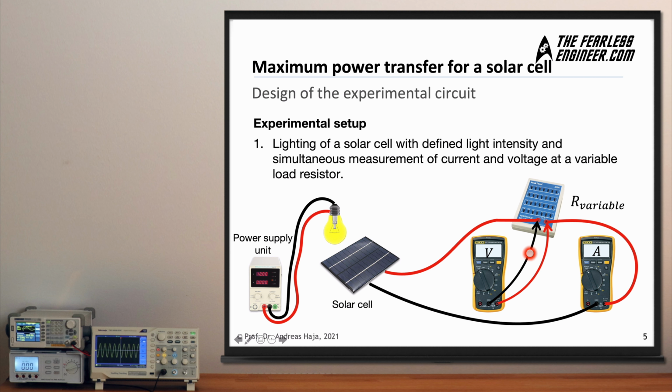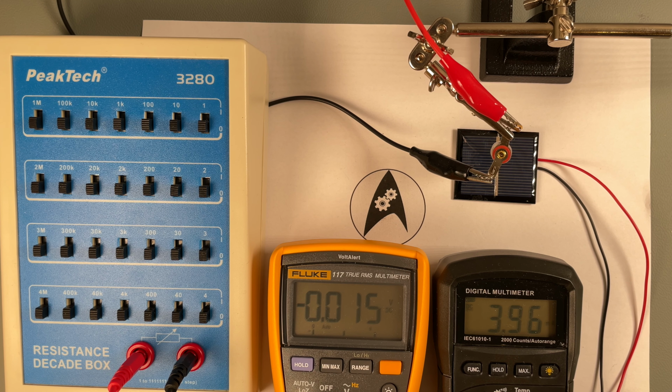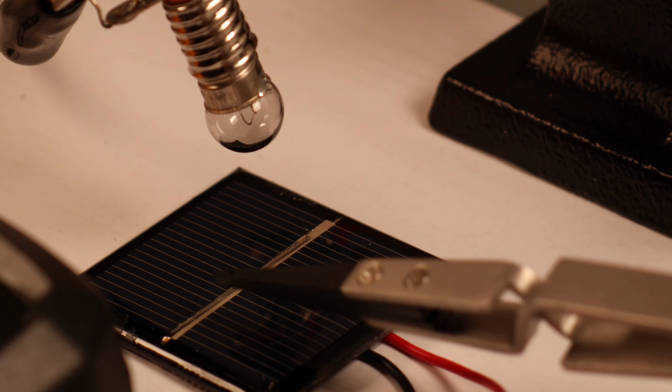We also are going to measure the voltage drop across the terminals of this resistor. And also, because we want to find out the power consumption of this load resistor, we are also going to measure the current flow through the resistor by using a second multimeter set to current measurements. That's the experimental setup we will look at in the practical part of this video. Now the idea of this setup is to find out which resistor maximizes the output of this small solar cell.